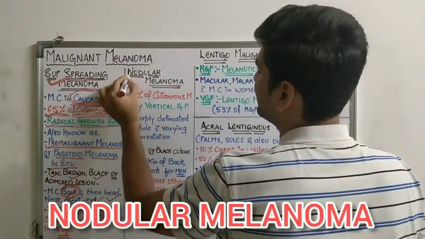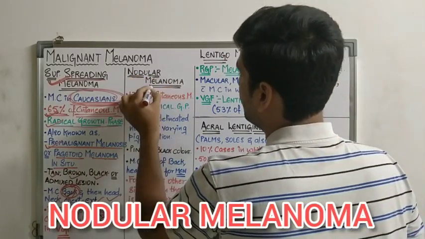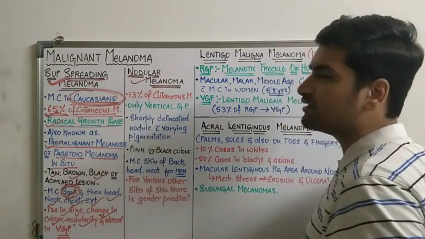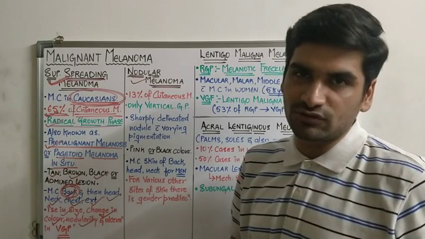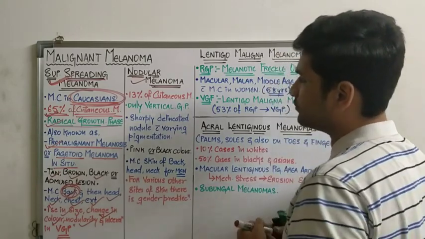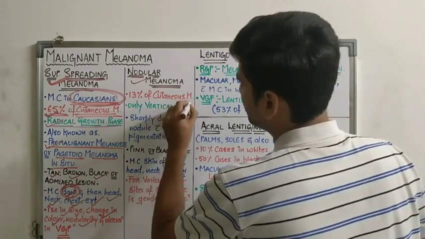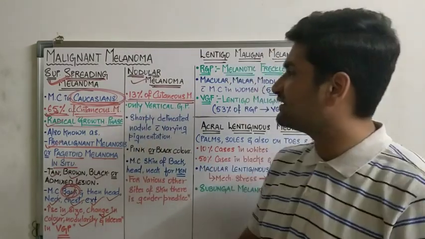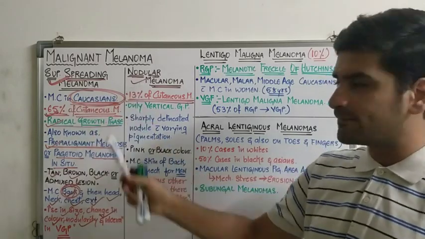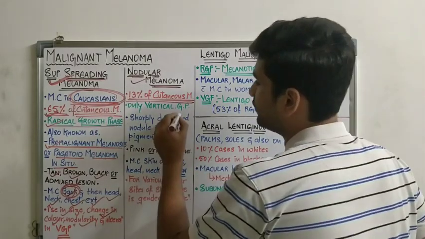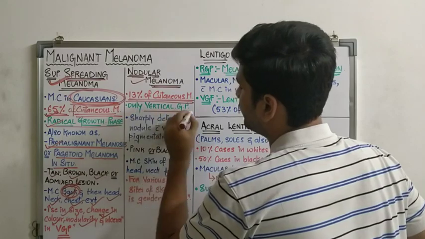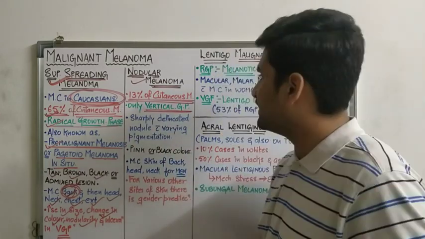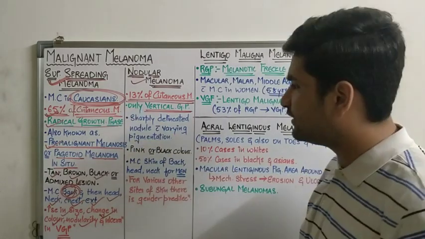Next, moving on to the second category, that is nodular melanoma. Now again the name itself says that it is going to show a nodular lesion, which will be again showing discoloration of various colors or mixed colors, right? So this accounts for 13% of cutaneous melanomas. Ye kya tha? 65%. This accounts for 13% of cutaneous melanomas, only showing vertical growth phase. They do not have any radical growth phase present, right? They are going to directly start with vertical growth phase.